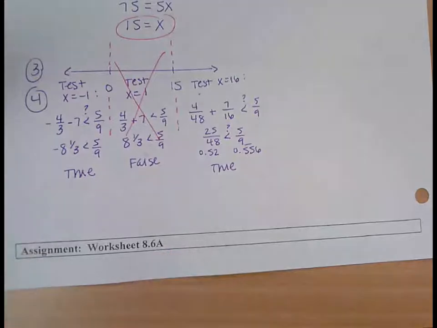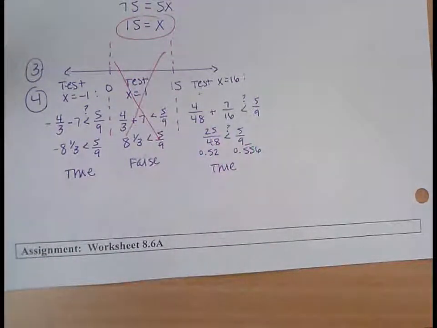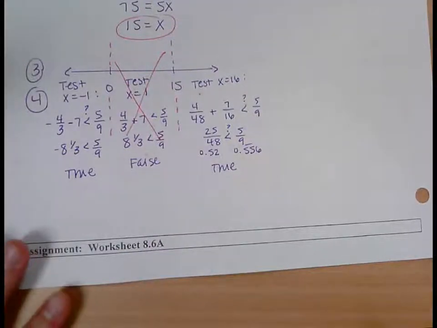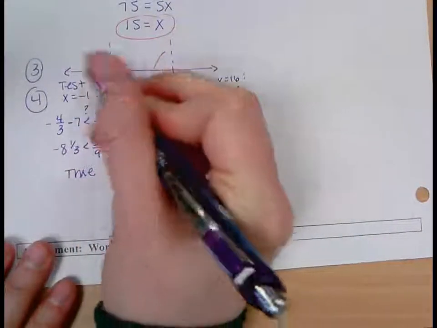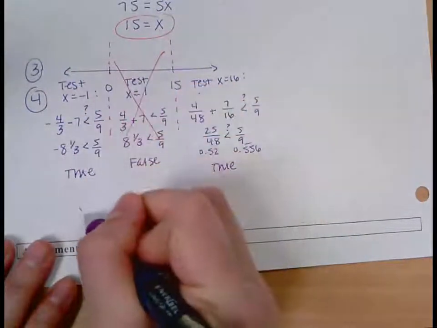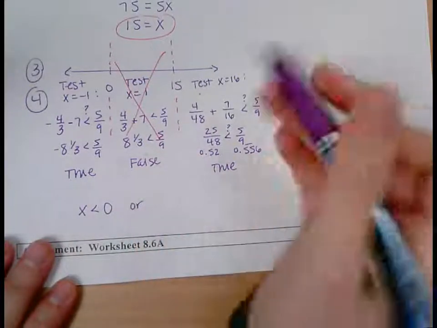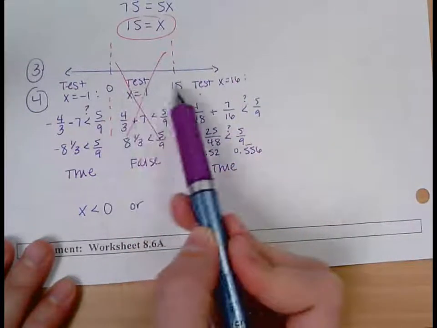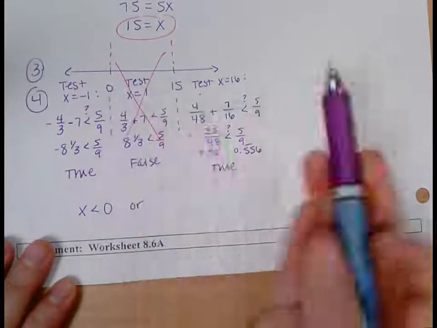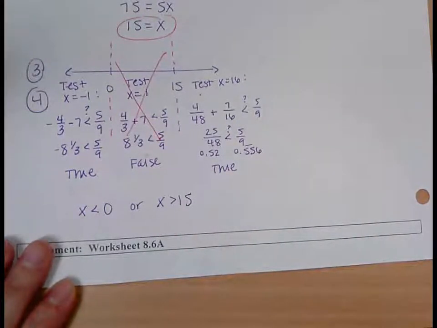Okay, so here's my solution then. This is not your answer. Don't circle this and say, okay, I'm done. I mean, you are done, but you have to write your answer. The x values that are solutions, you're writing as an inequality. I have x values that are smaller than 0, so x less than 0, or these values are bigger than 15. I'm using the 0 and the 15 from my values in the previous steps. So also x values bigger than 15 would work.